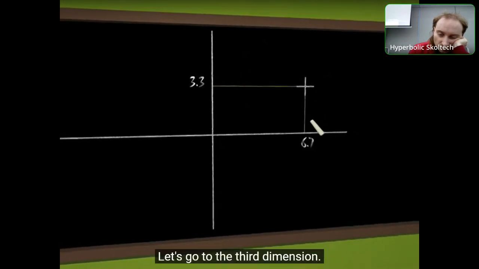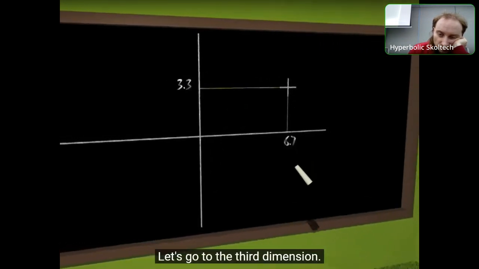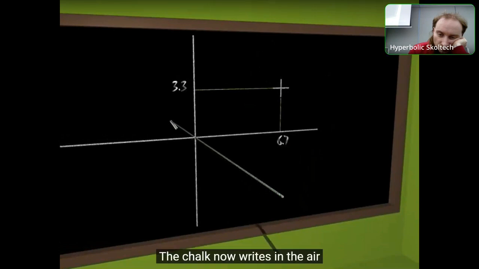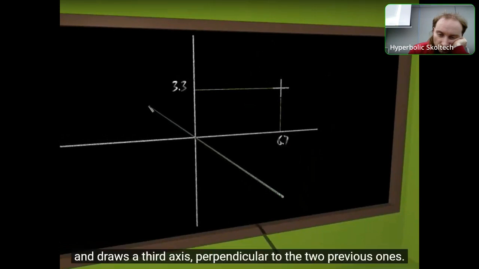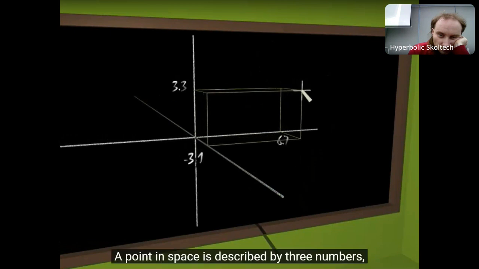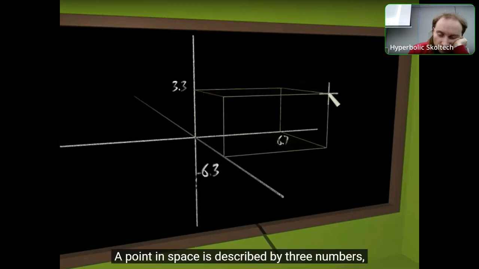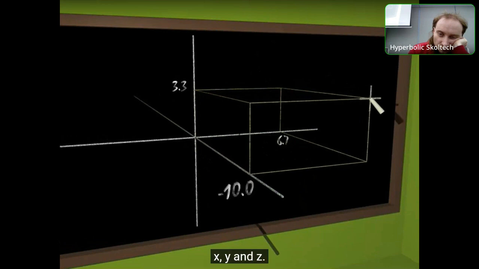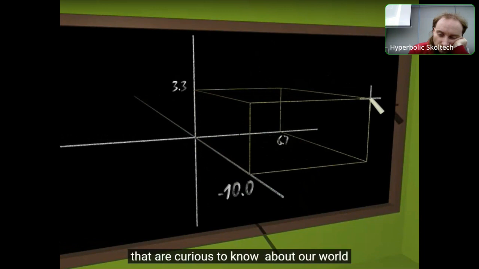Let's go to the third dimension. The chalk now writes in the air and draws a third axis, perpendicular to the two previous ones. A point in space is described by three numbers, X, Y, and Z. One would say to the reptiles that are curious to know about our world, a point in space is just three numbers.